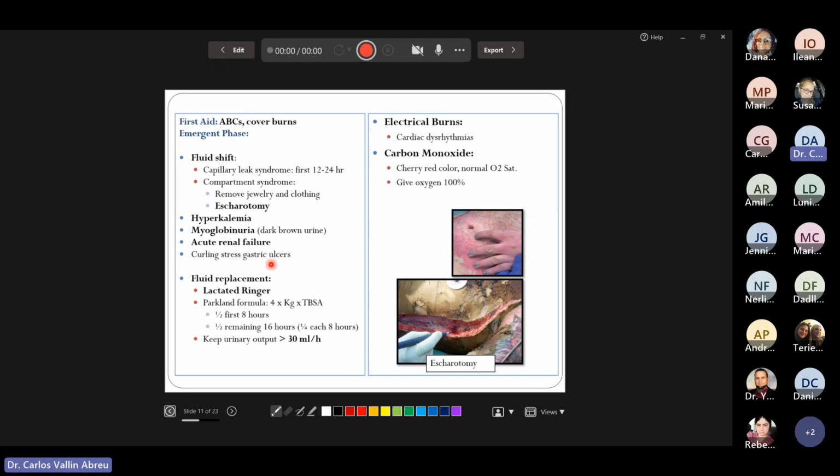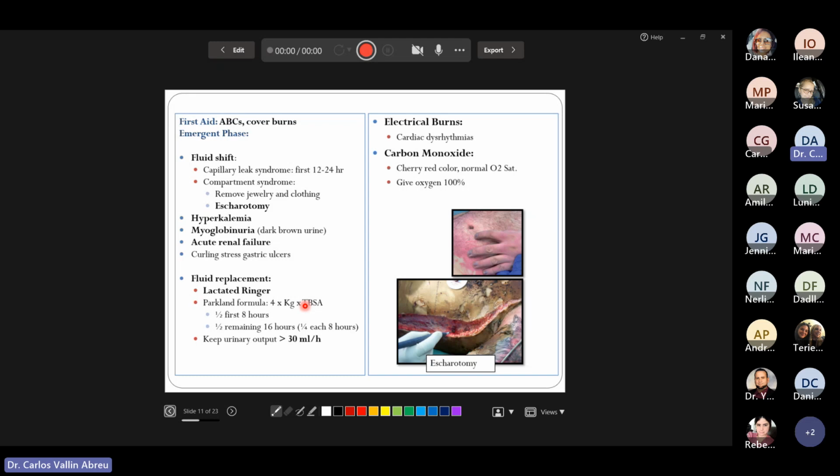Also, clients with extensive burns frequently have ileus paralyticus. You know that it is the paralysis of the intestine, the absence of bowel sounds and passing gas, and for that reason, the oral route tends to be limited in severe burns, especially in the first days of the burns.